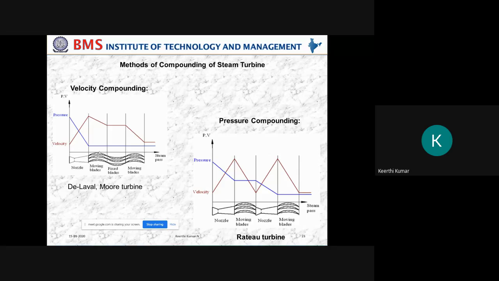What happens to the pressure in the nozzle? Pressure reduces. Here also pressure is reducing. Here also it is reducing. In the moving blade, pressure remains constant. Here also pressure remains constant. So the working of the nozzle and the moving blades is the same in all the cases. But because of this kind of arrangement, we get pressure compounding. Because of this kind of arrangement, we get velocity compounding.